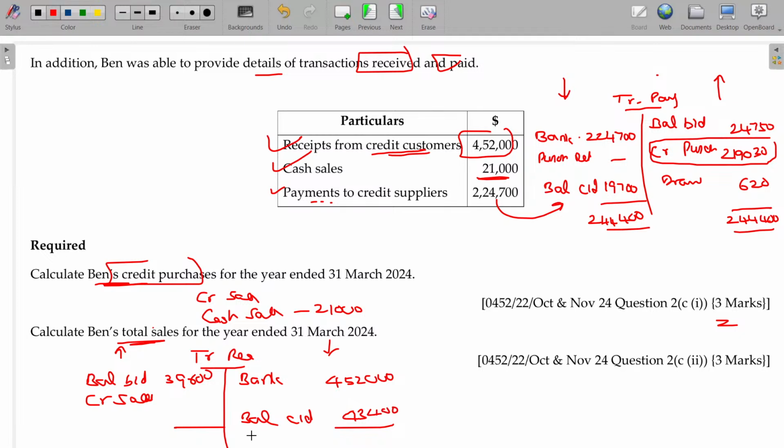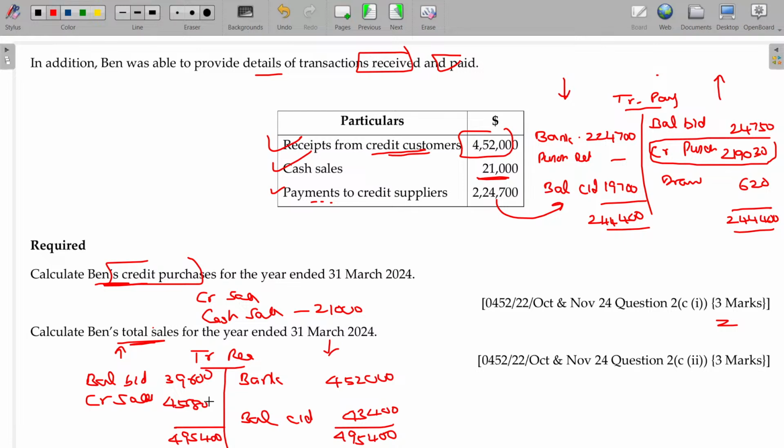Now, if you tally this, what happens? 4,52,000 plus 43,400, 4,95,400. Then after subtracting 39,600, I will get the credit sales. How much is that? 4,95,400 minus 39,600.